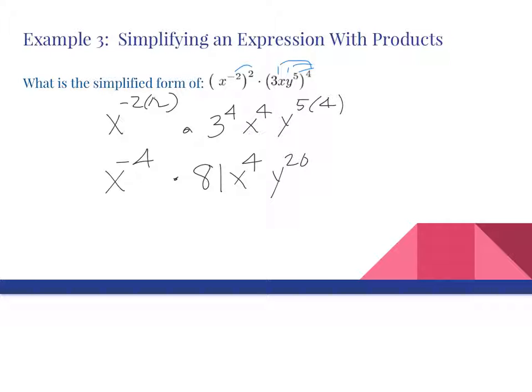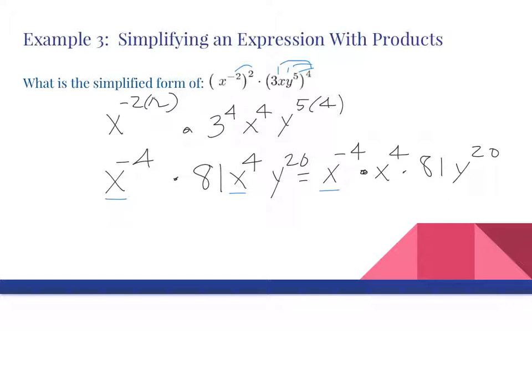One of the ways that we can deal with that is to note that the bases are the same, namely x. So everything is multiplication, so we can change the order of that multiplication. And what we have is x to the negative 4th times x to the 4th times 81 times y to the 20th.